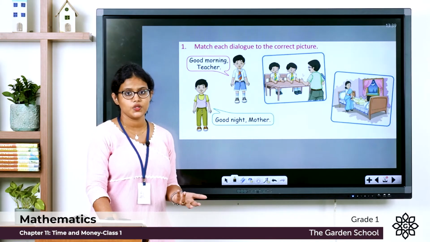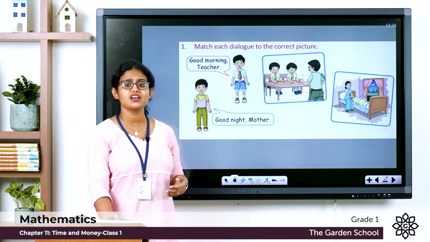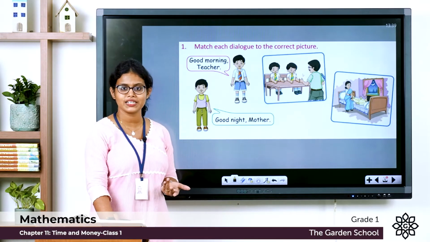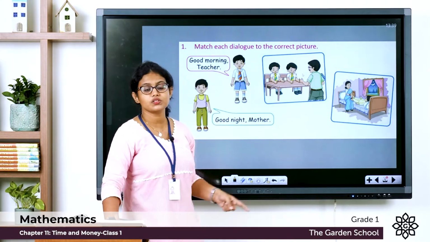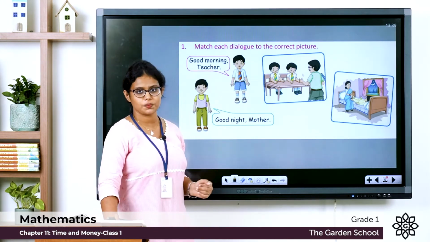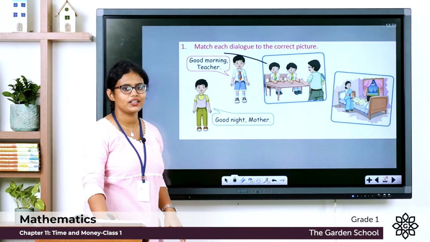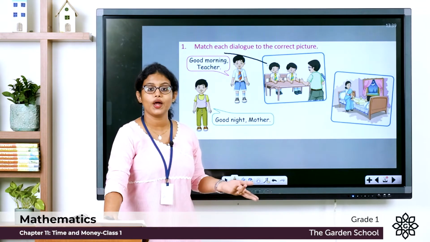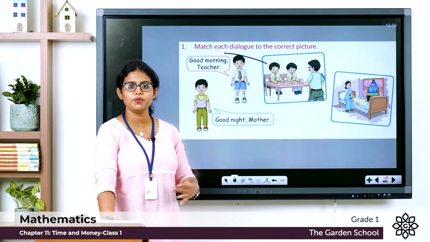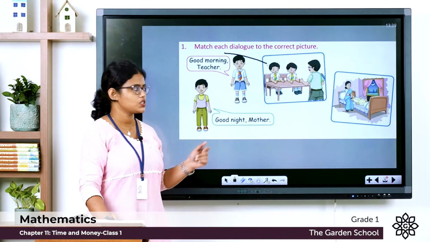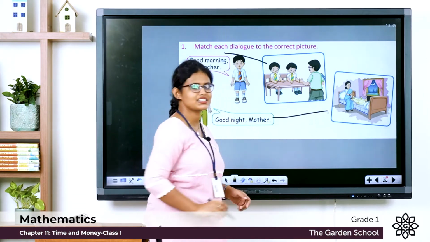It's the night time. So when do you say good morning? When your teacher enters the class in the morning, you wish them, right? How do you wish? You wish good morning, right? So which dialogue match the first picture? So you can match this. Fine? See the second one. Good night, mother. So when do you say good night to your mother? At night, right? When you go to sleep, you say good night to your mother. So which picture? The second picture. So you can match this. Understood?